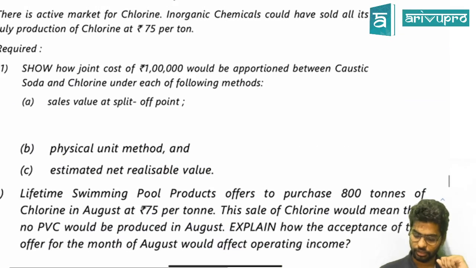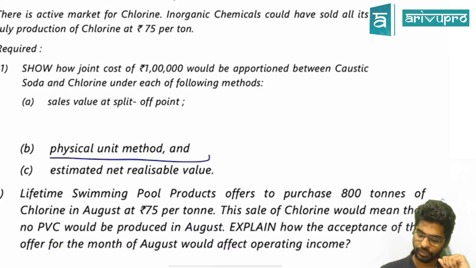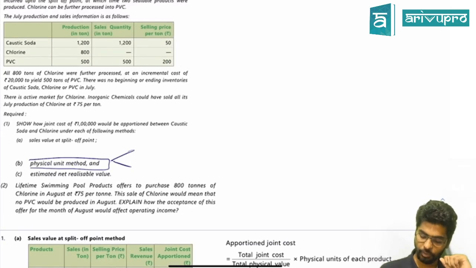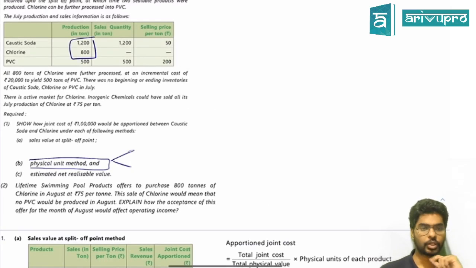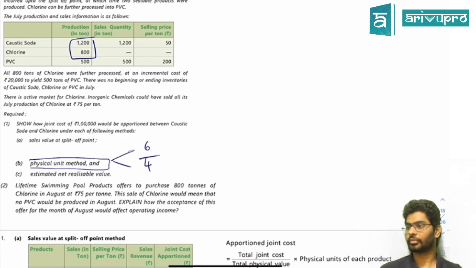The second one is the physical unit method. What is the physical units method? How many units are there? 1200 and 800. That means it's going to be in the ratio of what? 6:4. Are you clear with the second one?